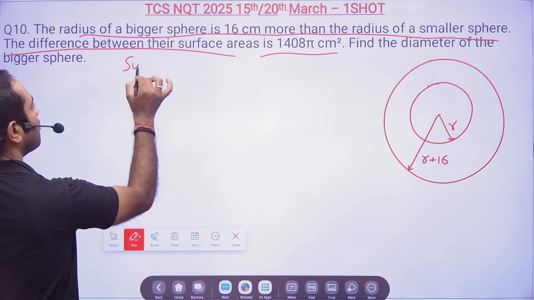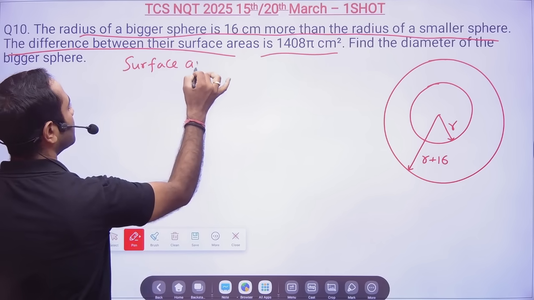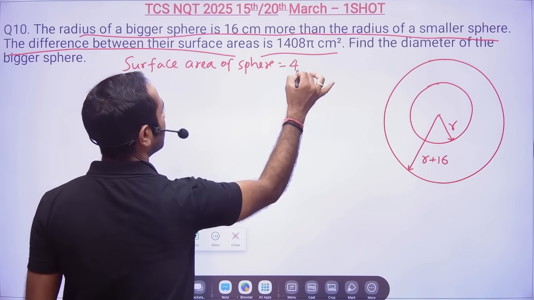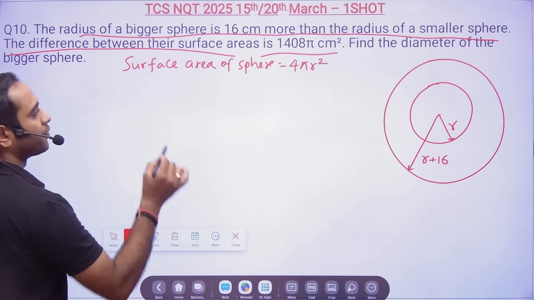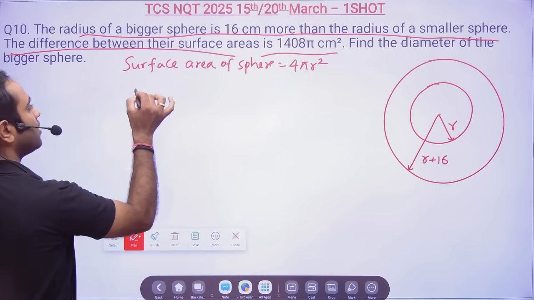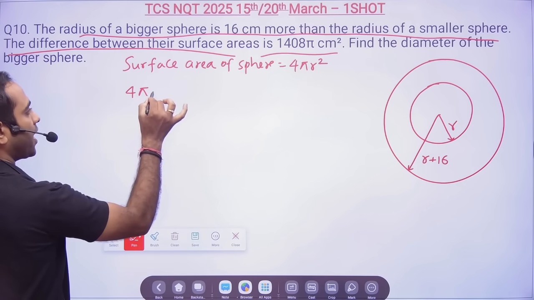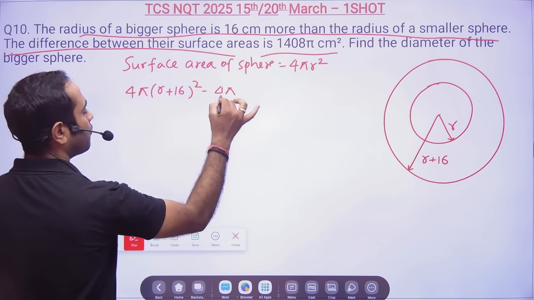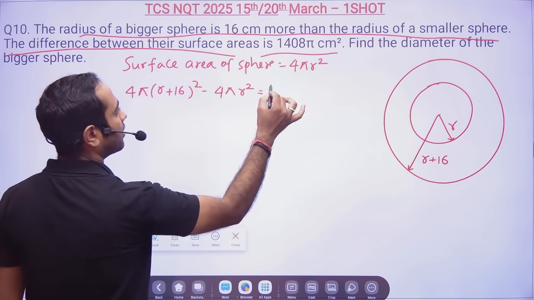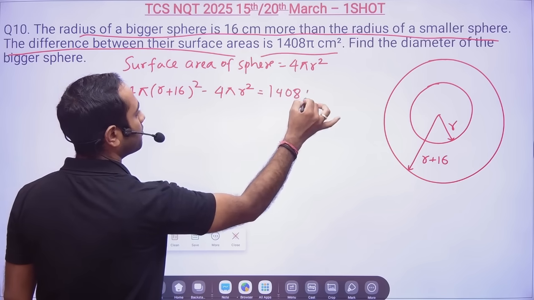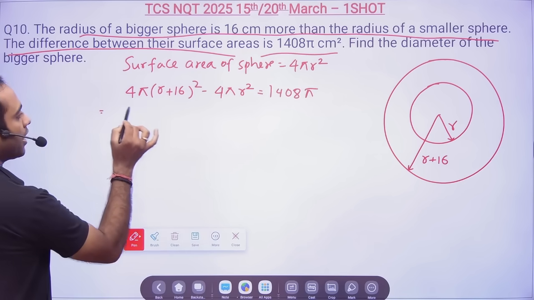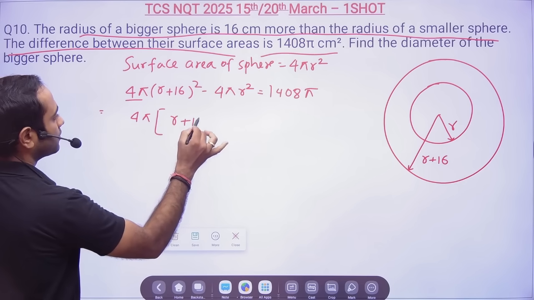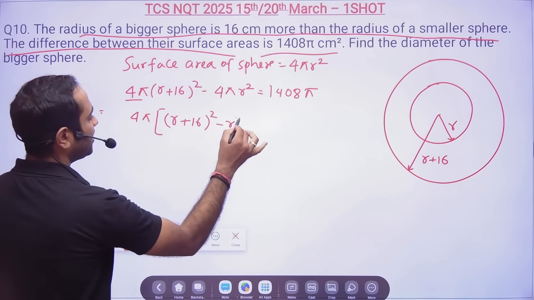So what is the surface area of a sphere? Sir, 4 pi r square. Correct? Okay. The difference of the surface area is given. So for the bigger sphere, 4 pi (r plus 16) square, minus, for the smaller sphere, 4 pi r square. Radius is r. And that is given 1408 pi. Okay, see here 4 pi is there, so please try to take this 4 pi out.